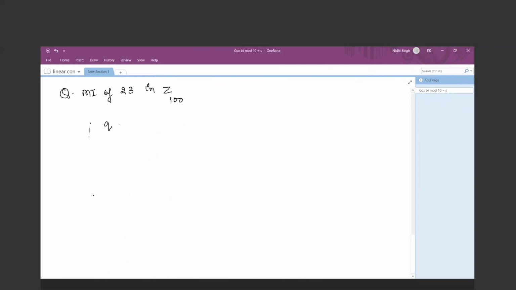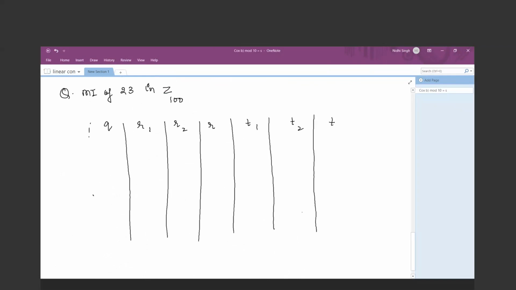So Q1, R2, R, T1, T. Maximum value is 100, minimum is 23. It will be 0 and 1. So find the quotient. When you divide 100 by 23, the quotient will be 4 and the remainder will be 8. And the value of t after the calculation, using the formula t1 minus q into t2, the answer should be 4.